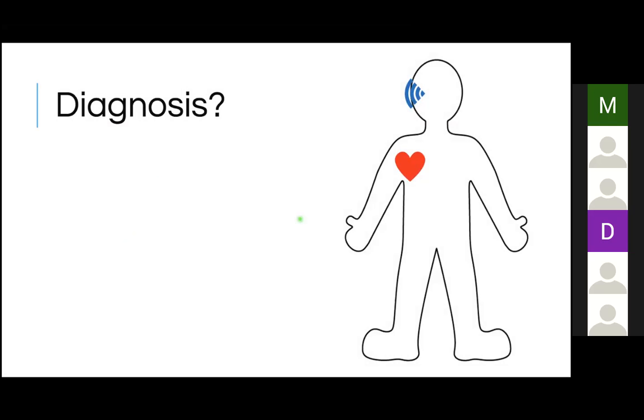And anyone have any idea what this could be showing? So the clue is the heart. Kartagener's. Yeah, Kartagener's. So there's dextrocardia and they'll be coughing a lot. Yeah, good.